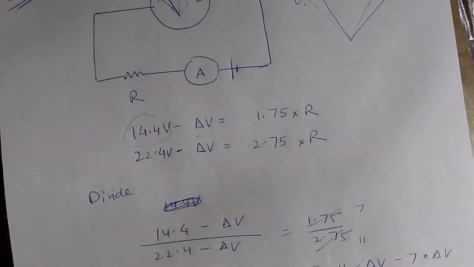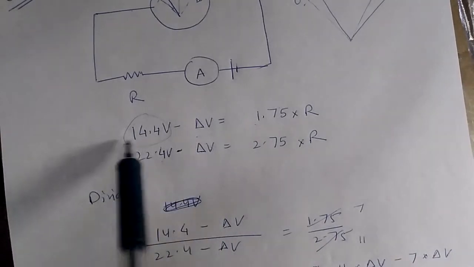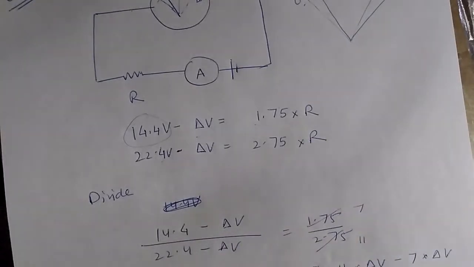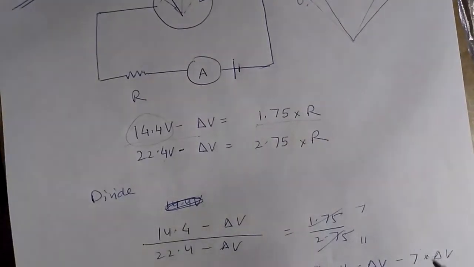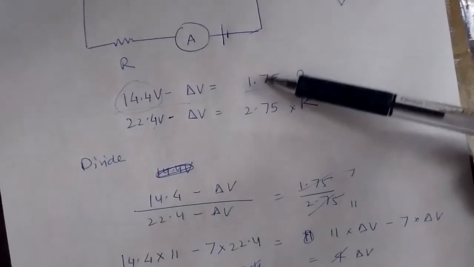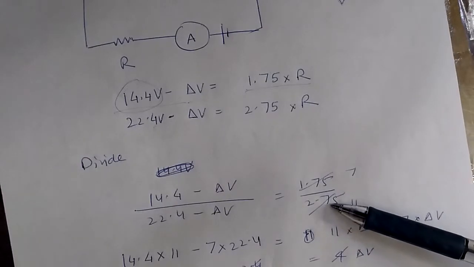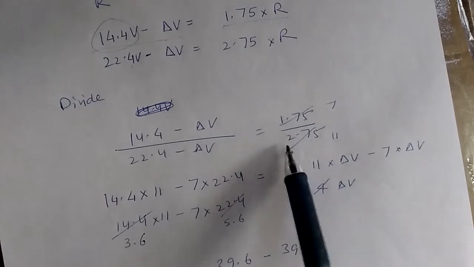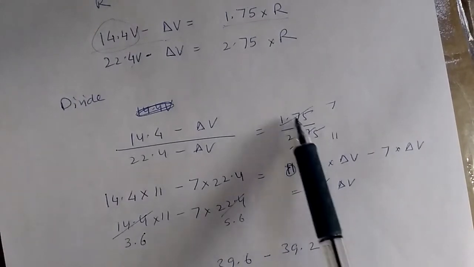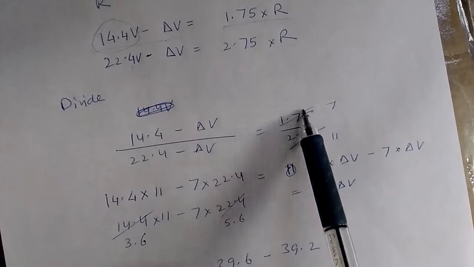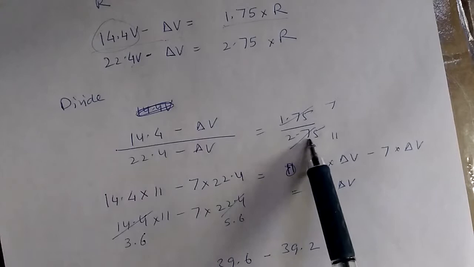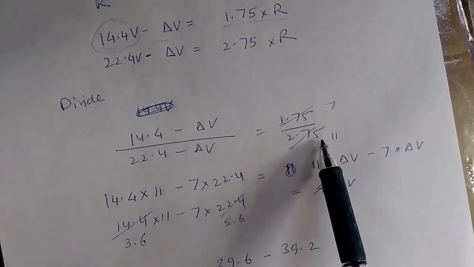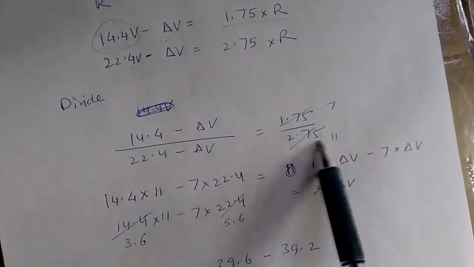So if we need to solve for delta V, we need to eliminate R. We can divide one equation by the other and get rid of R. If we do that, we get 1.75 divided by 2.75 here. And then this can be divided by 25. 25 into 4 is 100, 25 into 6 is 150, 25 into 7 is 175, 25 into 8 is 200, 9 is 225, 10 times is 250, 11 times is 275.